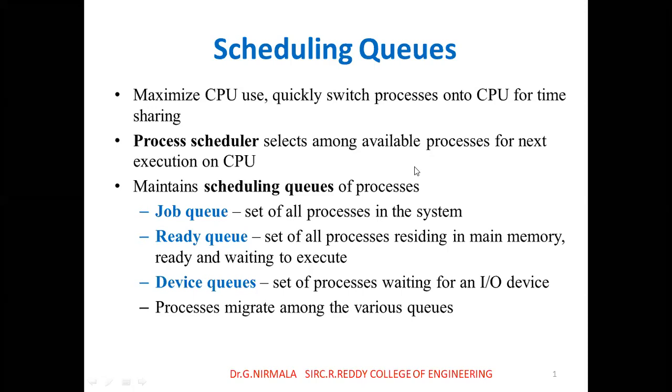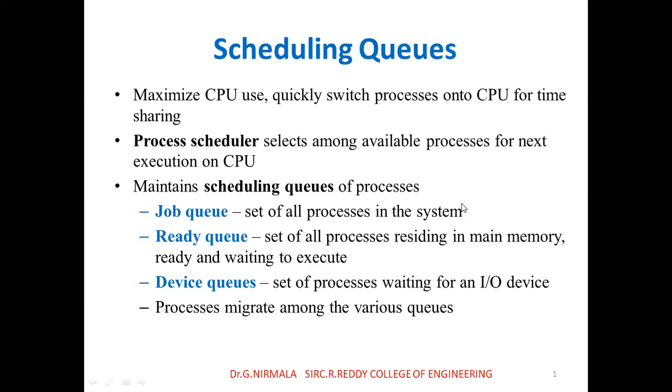For this scheduling, you have to maintain some queues. A queue is a linear data structure. Insertions are done from the rear end and deletions from the front end. It maintains 3 types of queues. Job queue: the set of all processes in the system are placed into the job queue. From that, the ready queue holds all the processes placed into the main memory, waiting to execute for getting the chance of CPU. That is called the ready state, as I explained in the last session.